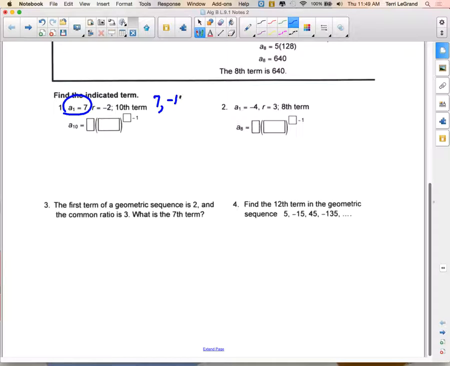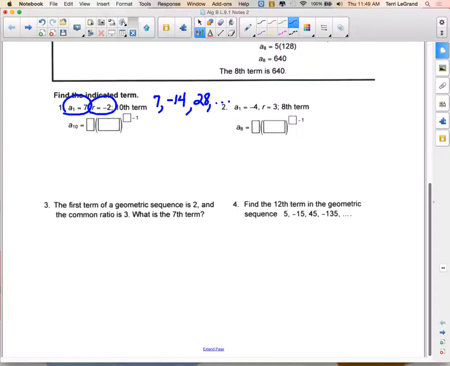Why would it be negative 14? Because you took it times 2. Because the r value, the multiplier, is negative 2. What would the third term be? Positive 28, because now we would take negative 14 times negative 2. Okay, so a negative times a negative is a positive.